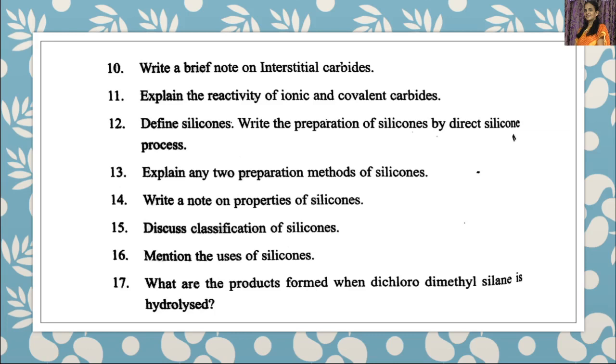So in the direct silicone process, chlorinated hydrocarbons react with silicon in the presence of metal catalysts like copper at about 300 degrees centigrade. Then we get the silicones. Explain the preparation methods of silicones. The first one is the direct silicone method, and the next one is the use of Grignard's reagents. Silicon tetrachloride, when treated with the Grignard's reagent, also gives the intermediates, that is alkyl chlorosilane. From that we can get the silicones.